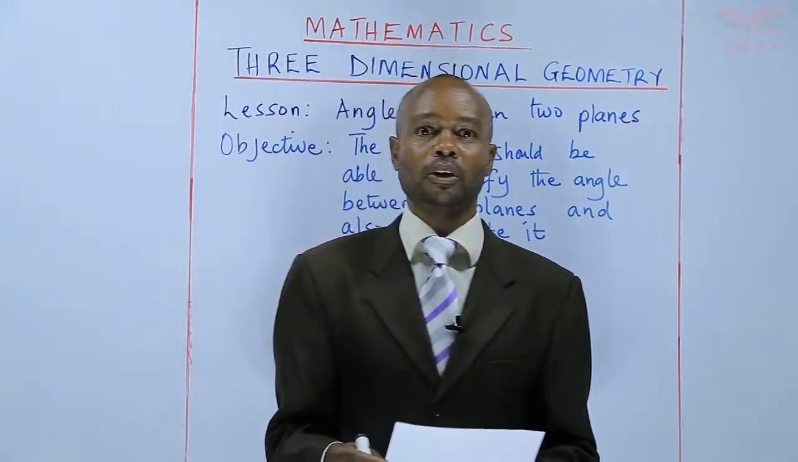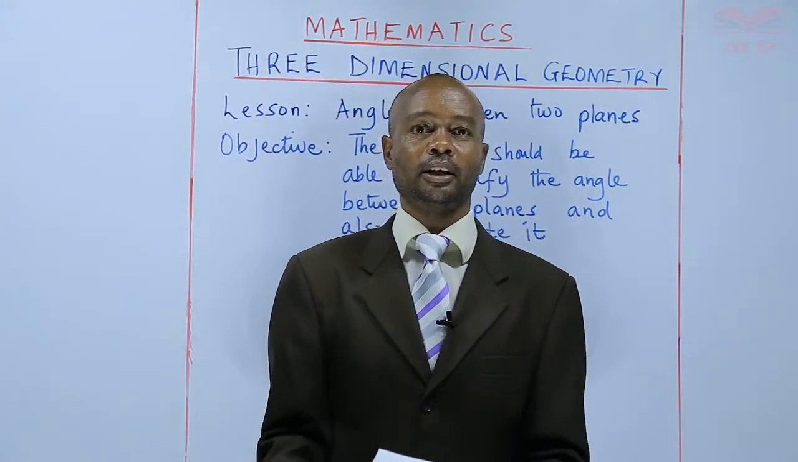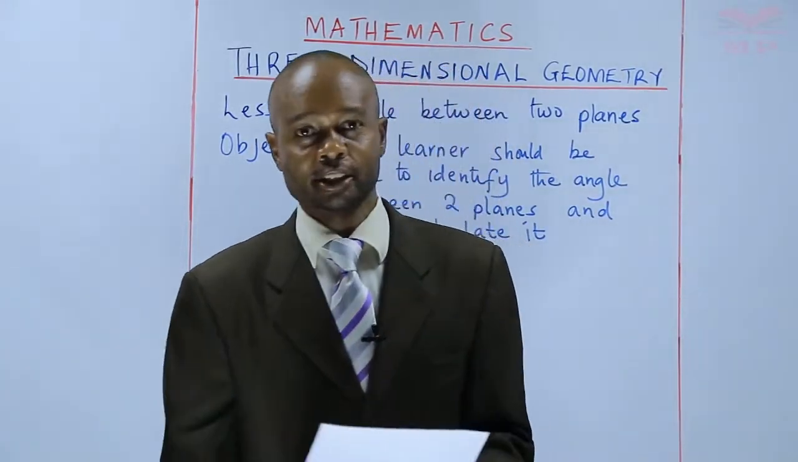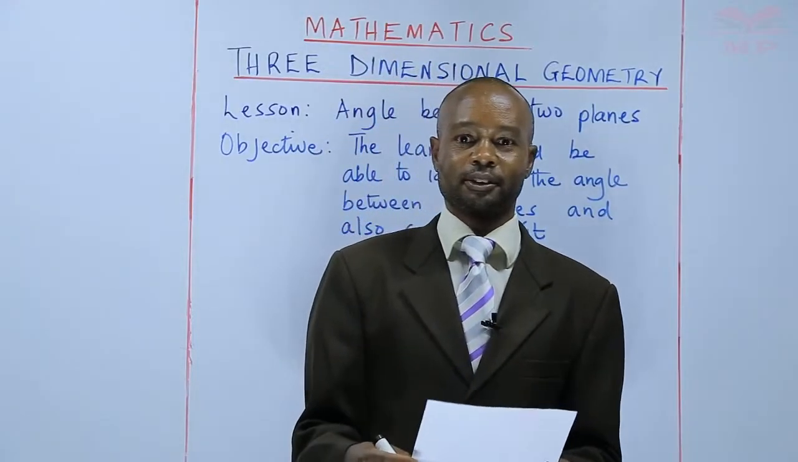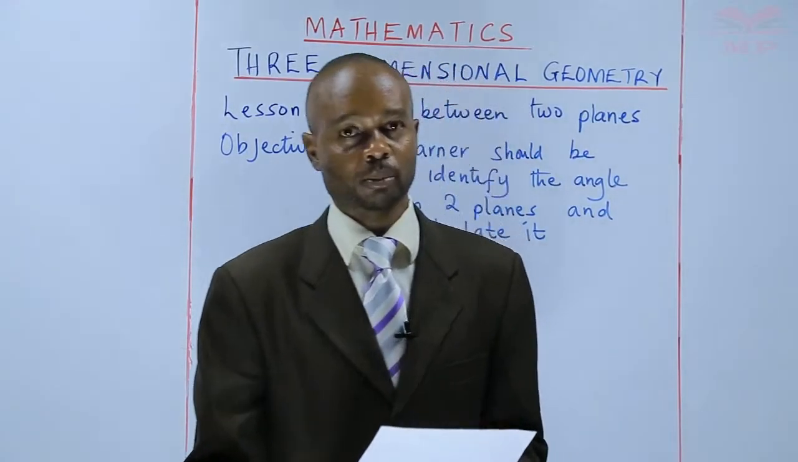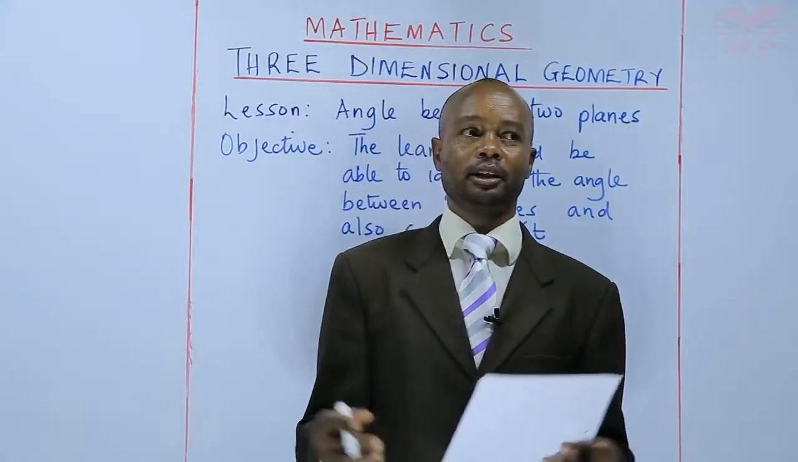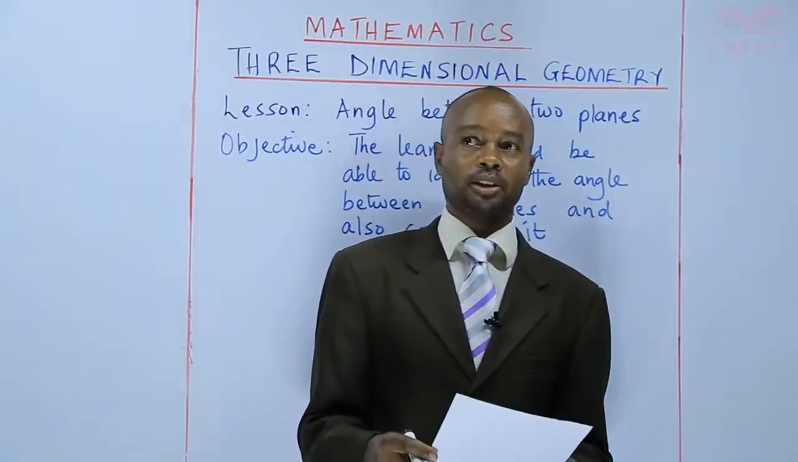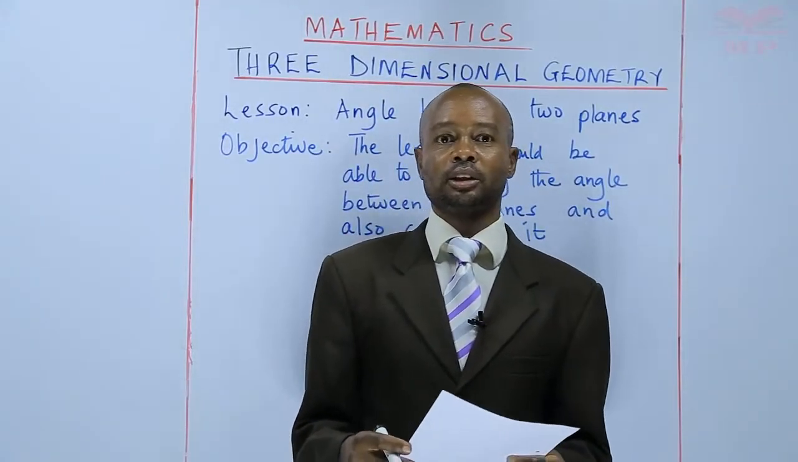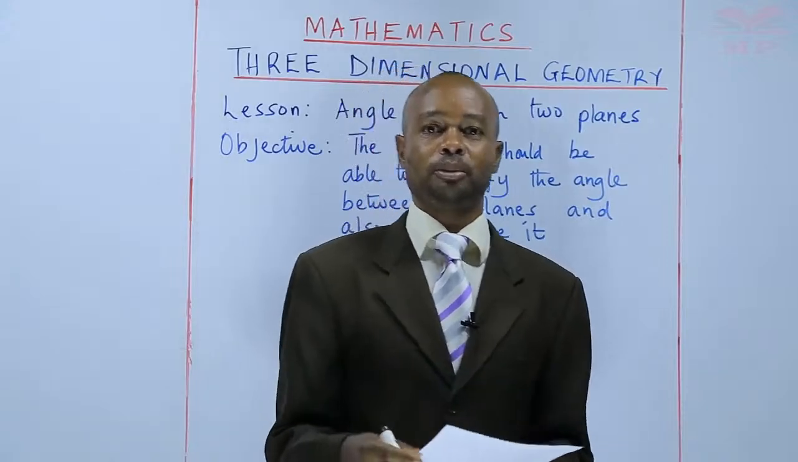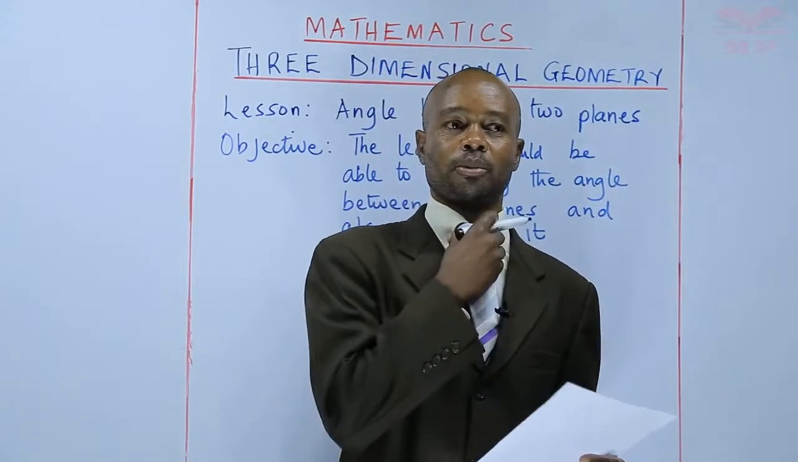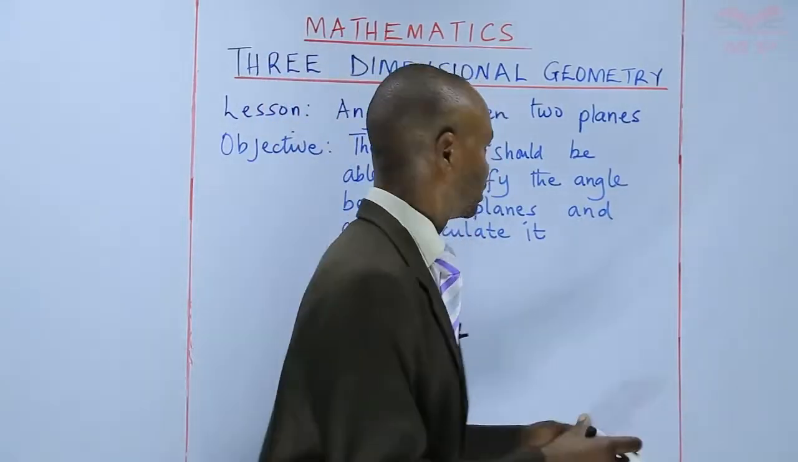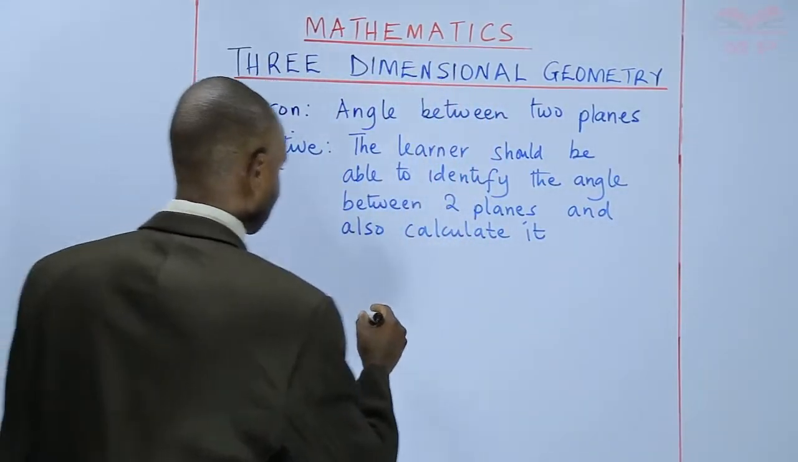Take, for example, a classroom. It has a floor and the 4 walls. The 4 walls act like 4 planes, plus an additional plane, which is the floor. If you look at it carefully, the planes meet at 90 degrees, but not all planes will be meeting at 90 degrees. You might find some meeting at an obtuse angle or acute angle.